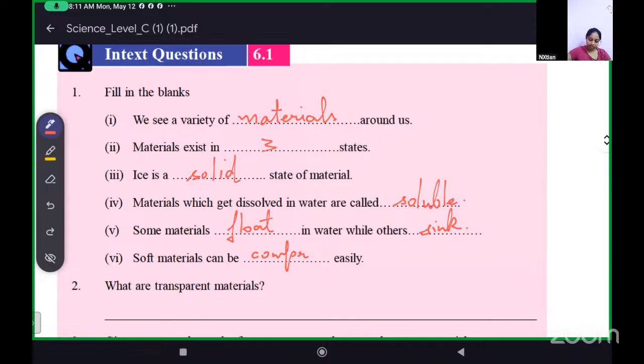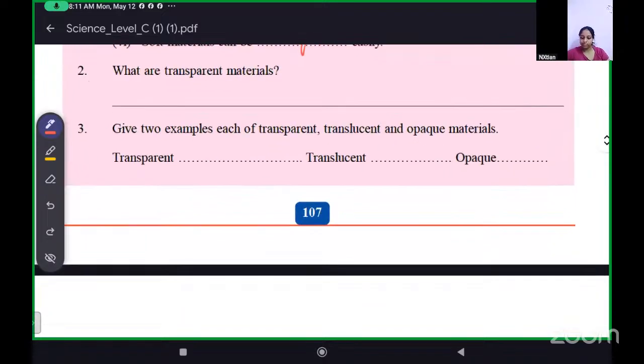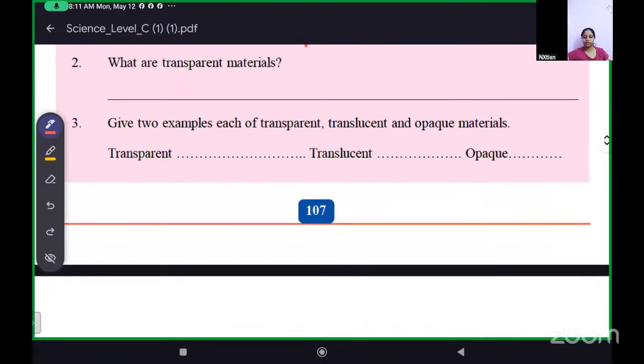Yes, compressed easily. Now, what are transparent materials? Transparent materials are those which you can see through and all light can pass. Yes, Emma, which you can see through and through which all the light rays pass. Okay. Can you give one example of transparent, translucent, and opaque materials? All of you. One example.